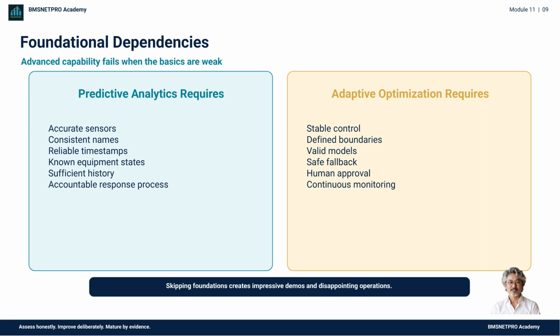Higher maturity depends on foundational capability. Predictive analytics requires accurate sensors, consistent names, reliable timestamps, known equipment states, sufficient history, and accountable response processes. Adaptive optimization requires stable control, defined boundaries, valid models, safe fallback, human approval, and monitoring. Skipping foundations can create impressive demonstrations and disappointing operations.